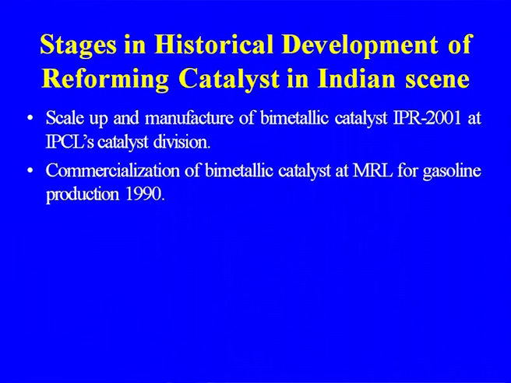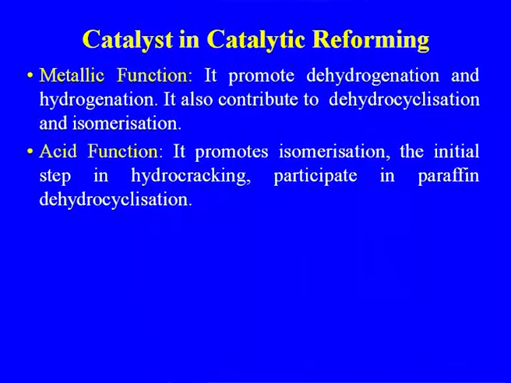Now let us discuss the two functions of the catalytic reforming catalyst, the metallic function and the acid function. Each function has a different role in the catalytic reforming reaction. The metallic function promotes the dehydrogenation and hydrogenation reactions. It also contributes to hydrocyclization and isomerization. The acid function promotes isomerization, the initial step in hydrocracking, and participates in paraffin dehydrocyclization.